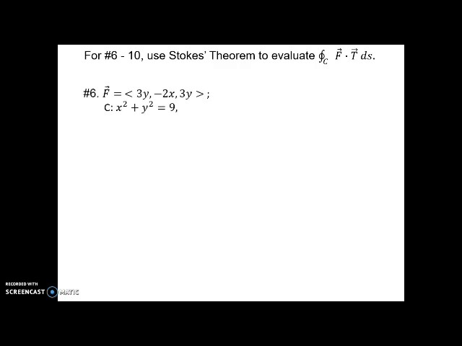All right, for numbers 6 through 10, use Stokes theorem to evaluate this line integral. So this time we're going to be setting up the double integral and evaluating that. So here's the vector field, and the curve is x squared plus y squared equals 9, where z is at 4, and it's oriented counterclockwise. So let's take a look at that. Counterclockwise, the arrows indicate that. But it is nice and flat, so that's good.